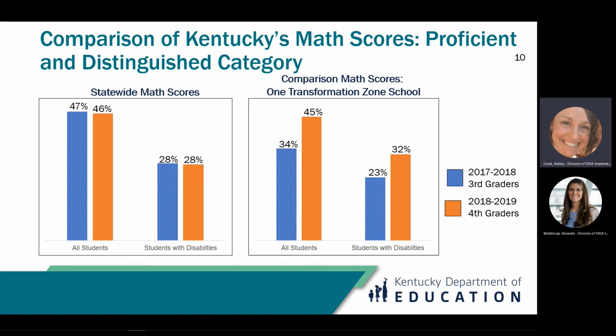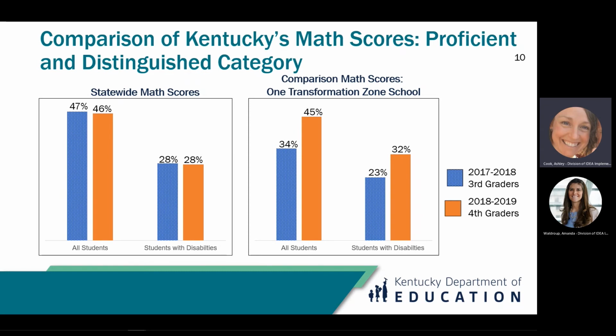So this is one transformation zone school that began this work in 2017, and the district started in 2015. And so what we see is from 2017-18, third graders to those same students, or roughly the same students, as fourth graders in 2018-19, they saw an increase to 45% of students scoring proficient. So they almost caught the state average.